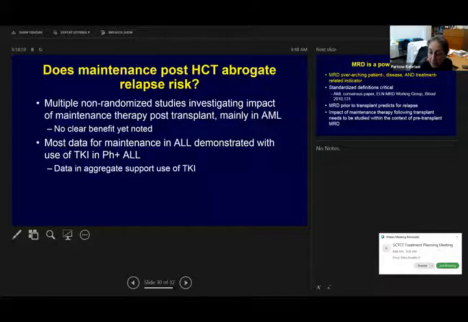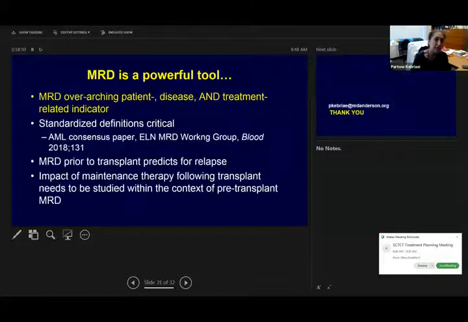I think in the transplant setting, most of our data thus far would come from patients with Ph-positive ALL receiving TKIs, or tyrosine kinase inhibitors, post-transplant. And in aggregate, those studies do show a benefit for maintenance therapy. But I would say that it's important to look at the impact of maintenance within the context of MRD prior to transplant, and I don't think we've answered that quite yet.